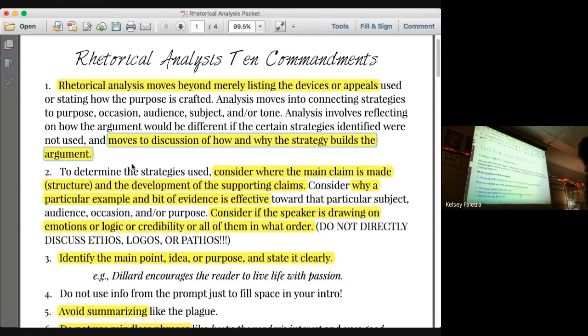Number three, identify the main point, idea, or purpose. Remember that this is all centered on the author's main assertion and the why behind that main assertion. Again, rhetorical triangle, right? Do not use info from the prompt just to fill space, right? That first sentence of the pressy is where you put all of the basic information, right? The who and the what and the where and the when.